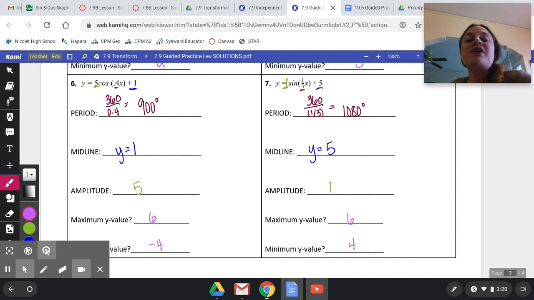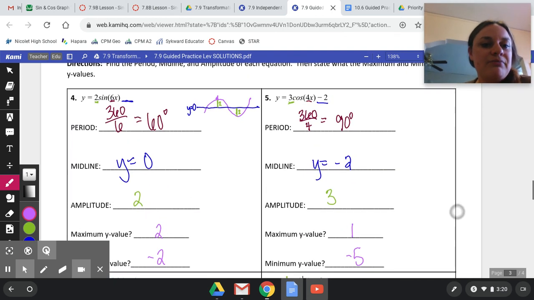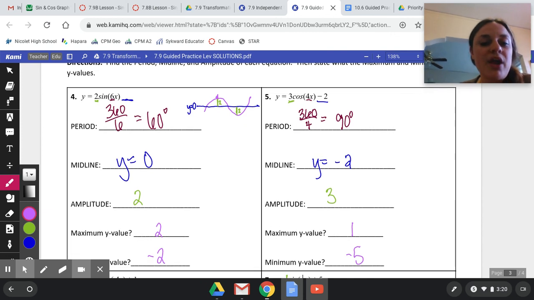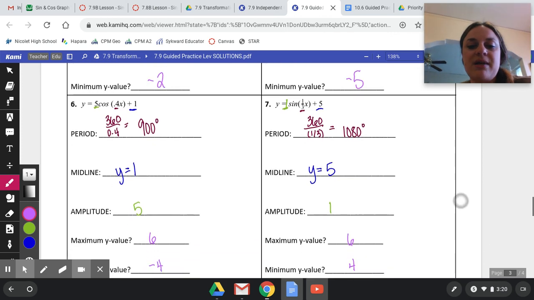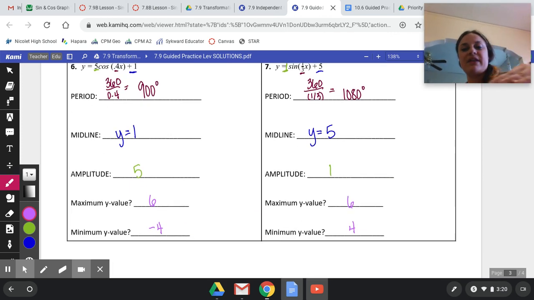And then there was no amplitude written in number 7. So you'll recall in problem number 4, your midline was at y = 0, because if there's nothing written in when you're adding or subtracting, that means plus 0. If there's nothing written in when you're multiplying, there's really an imaginary 1 there, right? 1 times anything is itself. So that is why your amplitude in number 7 is 1. So then with the midline at 5, you just go up 1 or down 1 from 5.